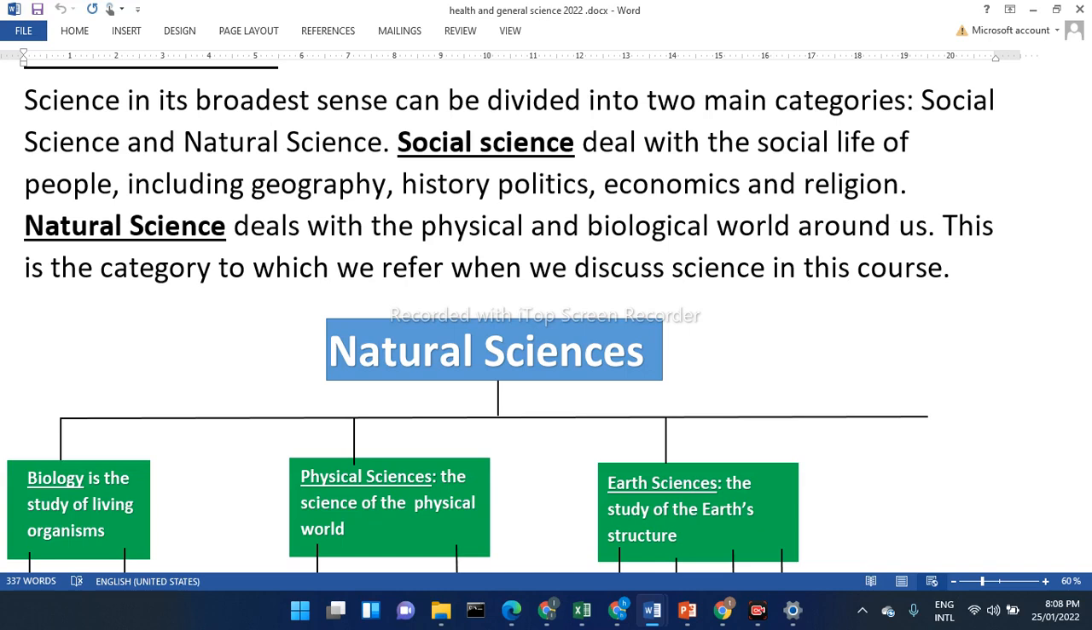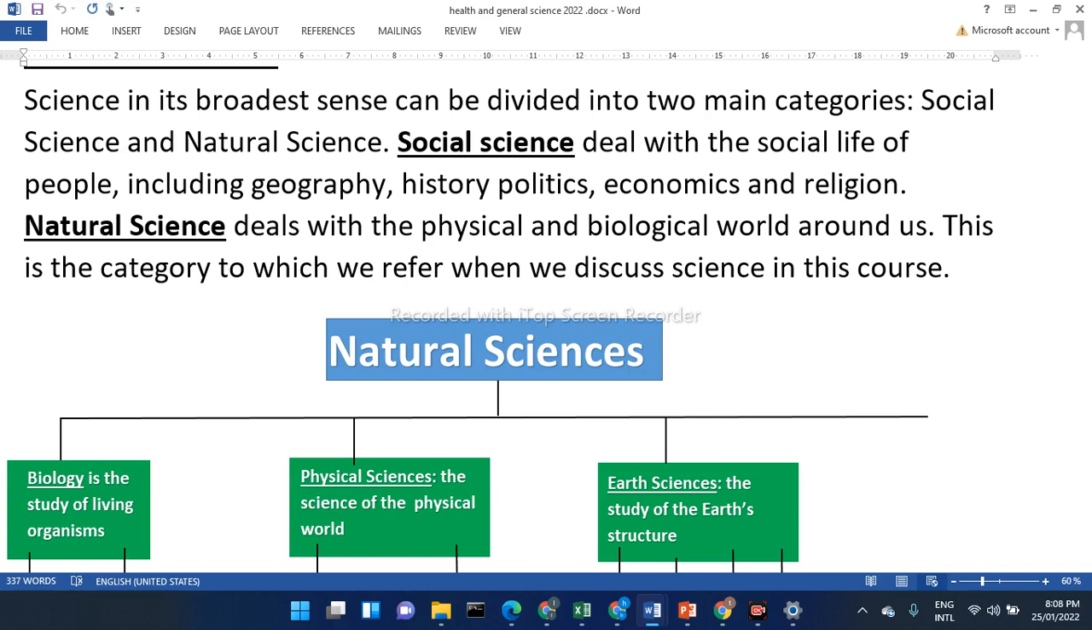What is botany? Study of plants. The study of plants. What is zoology? Study of animals. We broke physical sciences into two. What were the two for physical sciences? Physics and chemistry. Very good. And then earth sciences, we had four of them. One of them was astronomy. What is astronomy? The study of stars. The study of stars, celestial objects.